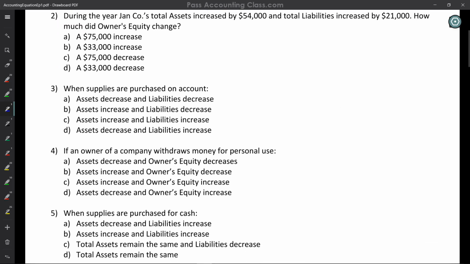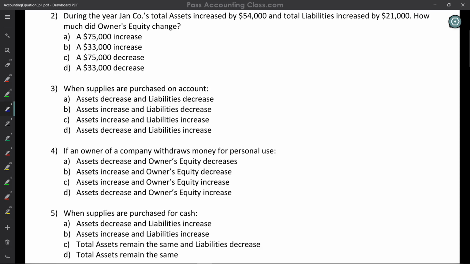Next it says, during the year, Janco's total assets increased by 54,000 and total liabilities increased by 21,000. How much did owner's equity change? A $75,000 increase, a $33,000 increase, a $75,000 decrease, or a $33,000 decrease.